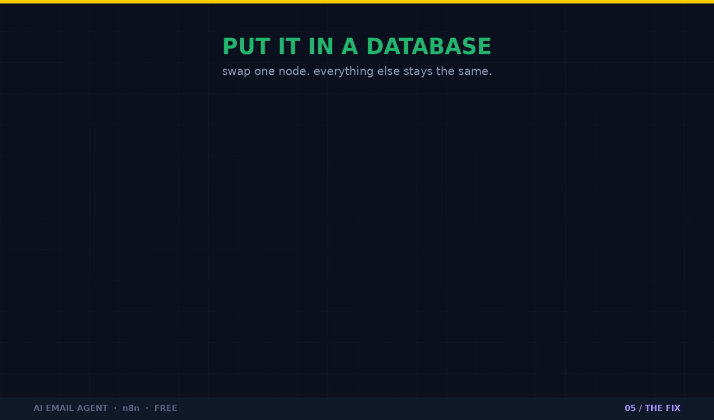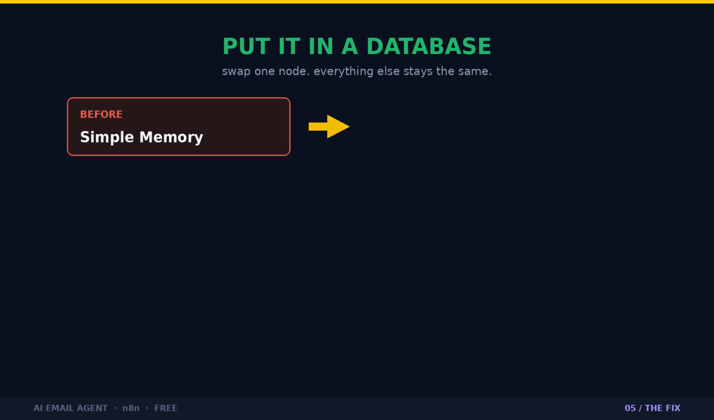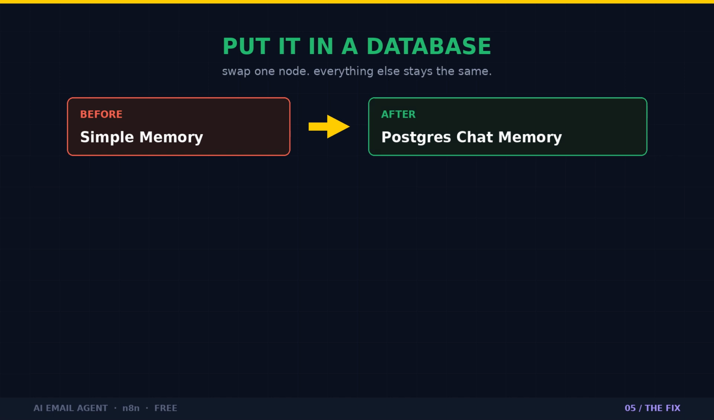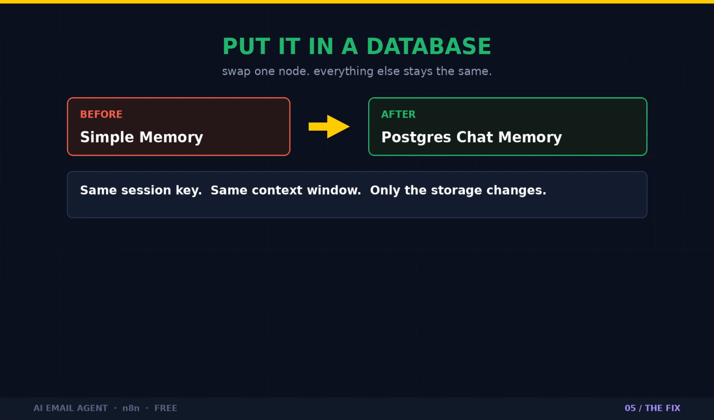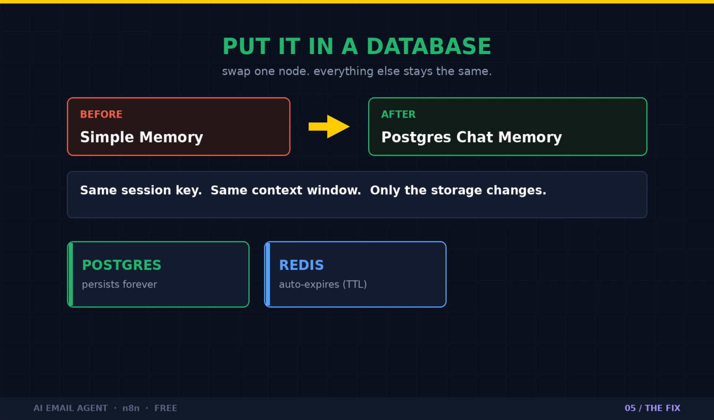The fix is to store the memory somewhere real, a database. In N8N, you swap the simple memory node for Postgres Chat Memory, and everything else stays exactly the same. Same session key, same context window. The only difference is the memory now lives in a database instead of thin air. Restart the machine? It's still there. Come back in 6 months. It's still there.